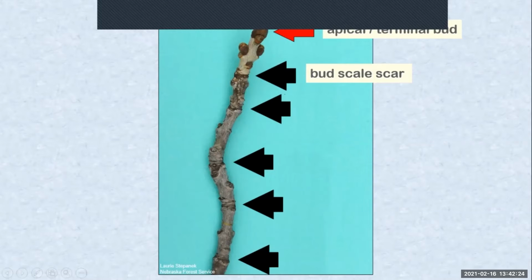So the terminal bud was here in the spring. The bud scales fell away and it grew out this much and set a bud there. And then the next year, the bud scales fell away and it grew out this much and it set its terminal bud right there. So each year it just grew out just a very short amount here.